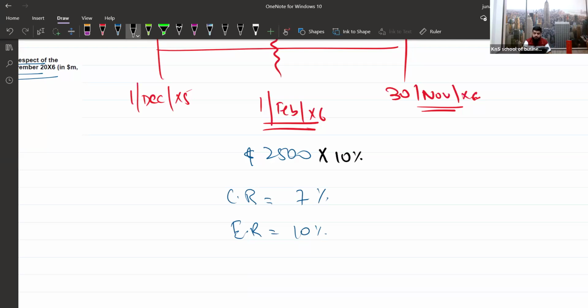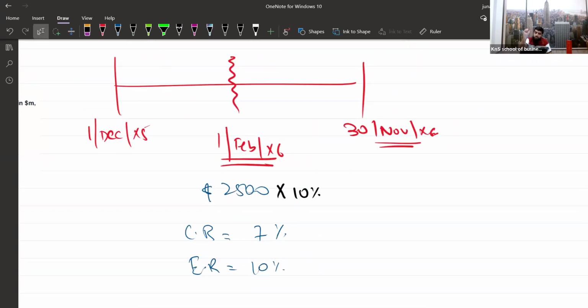But the problem is whether the interest will be accounted for the whole accounting period. No, it will not. We'll be counting from February, March, April, May, June, July, August, September, October, November, which means we will be accounting it for 10 months. So multiply by 10 and divide by 12.